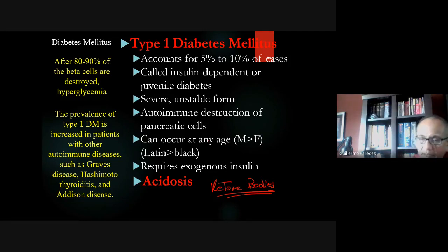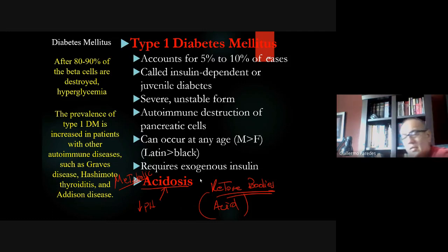These ketone bodies are very acidic. There are three ketones, like the oxybutyrate, three of these, and I'm not going to go into that. This produces acidosis in the blood, decreasing the pH, producing the metabolic acidosis that we learned about in the ABGs once in the past.